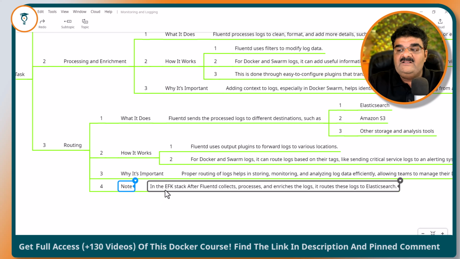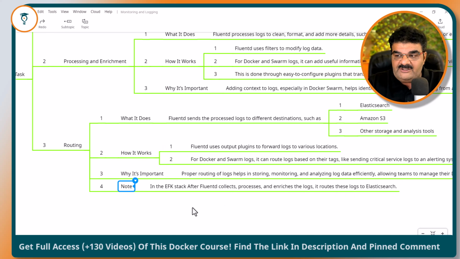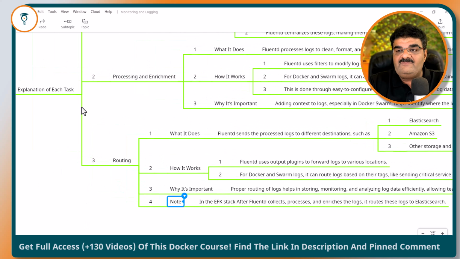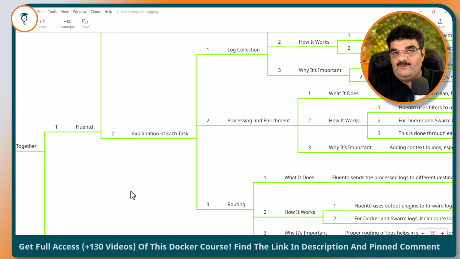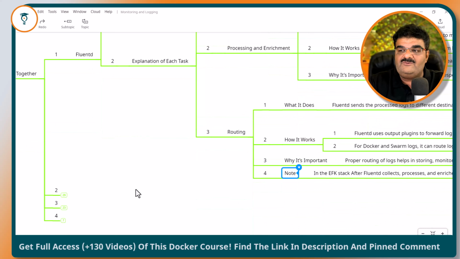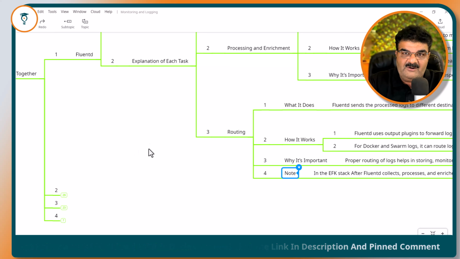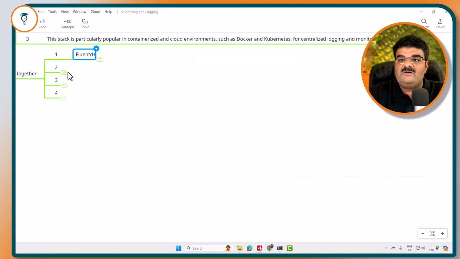Note, in the EFK stack, after Fluentd collects, processes and enriches the logs, it routes these logs to Elasticsearch. Because here we are not talking about a specific tool, we are talking about the full stack. So once Fluentd collects and enriches this, it is going to forward it to Elasticsearch. Now we are going to discuss the responsibility of Elasticsearch. I hope you got a complete understanding of Fluentd, right? Now let's talk about Elasticsearch.